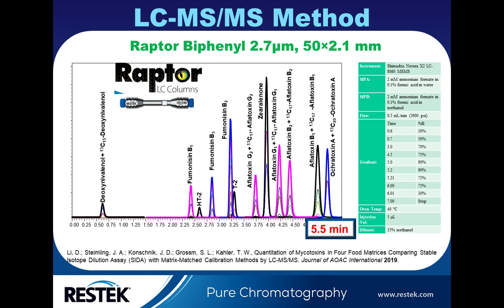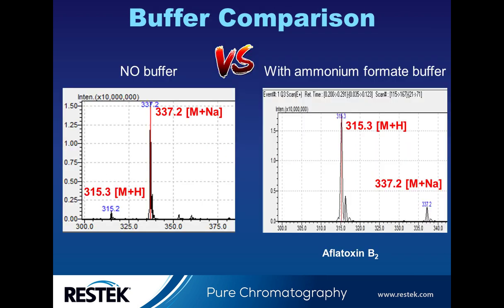So for further information or details, you can refer to our publication. It's open access. So you will probably ask me, what is the secret of your success? I can share with you. The secret is this buffer. As you notice, I added a 2 millimolar ammonium formate buffer in both mobile phase A and B. Why is that? I can show you a comparison. In that case, you will understand it.